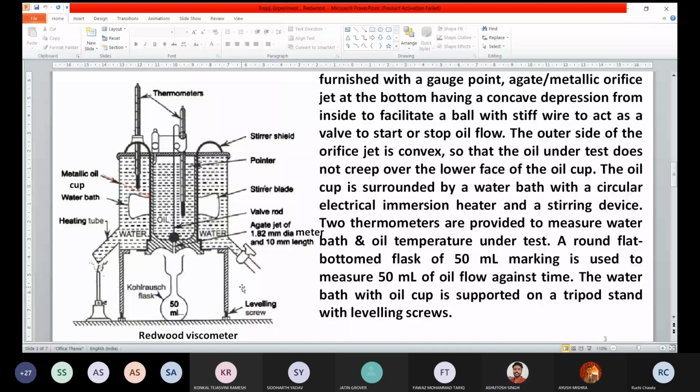Ma'am, how can we open that orifice to record the time for 50 ml of oil? See, there is a metallic ball over here, heavy metal. Then there is a rod attached to it. So it is one device, in fact. And you will simply lift the rod and the hole will be opened.